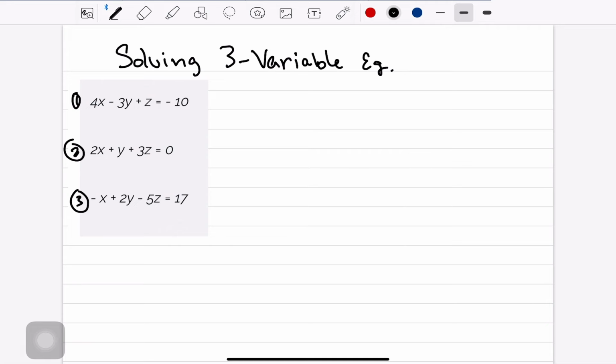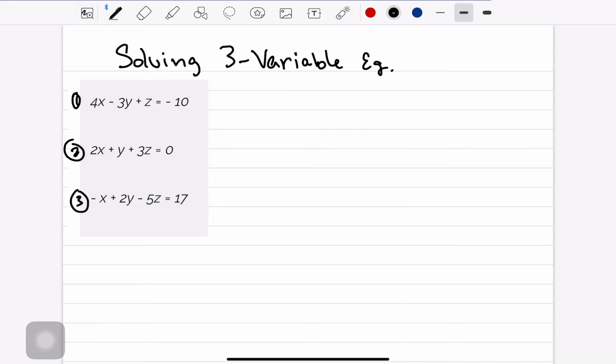So as I scan through these three equations, I'm like, okay, you know what? I like these two to start off. So one of them's already positive 2x, the other one's negative 2x. So if I take equation 3 and multiply by negative 2, or sorry, multiply it by 2, I'll have negative 2x here and 2x here. So when I add them together, they'll cancel out.